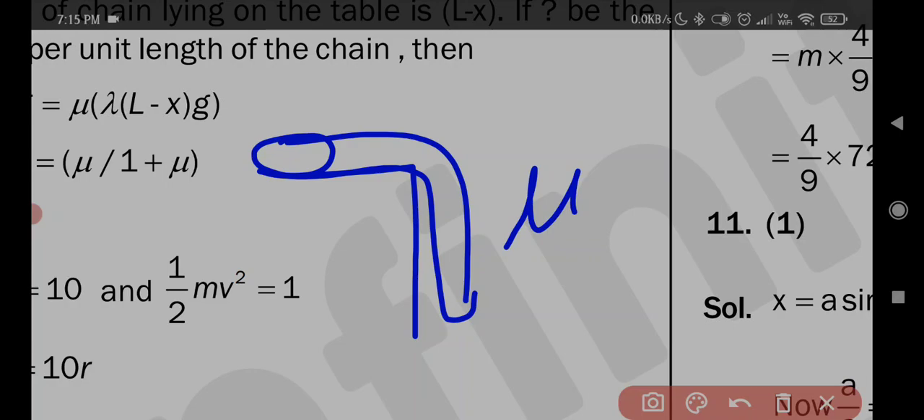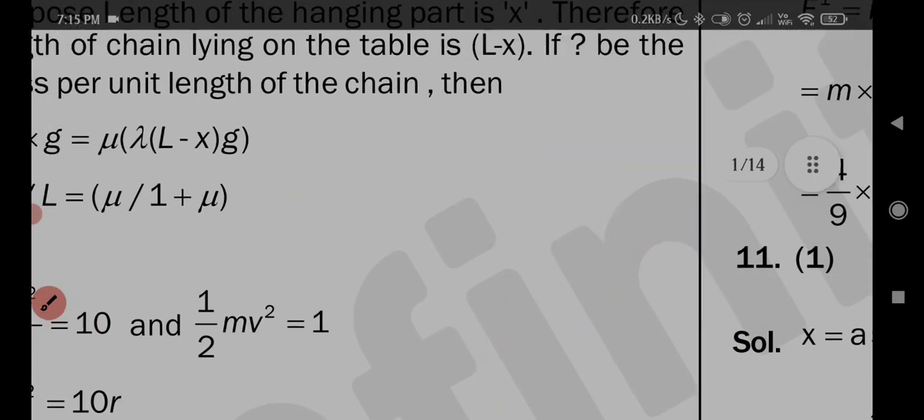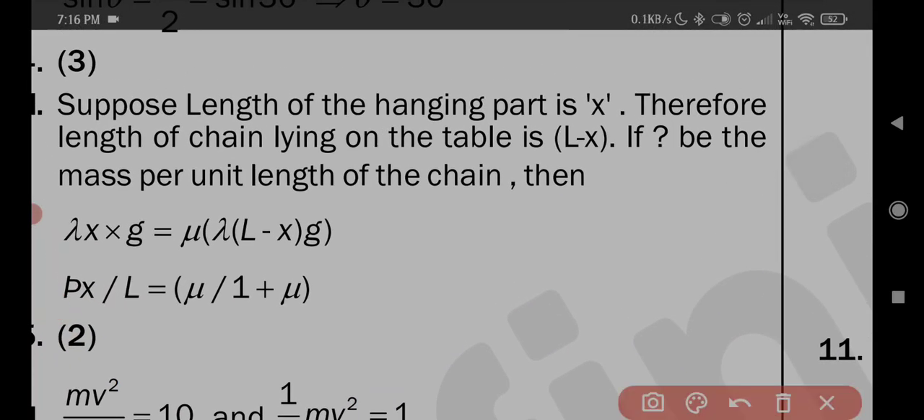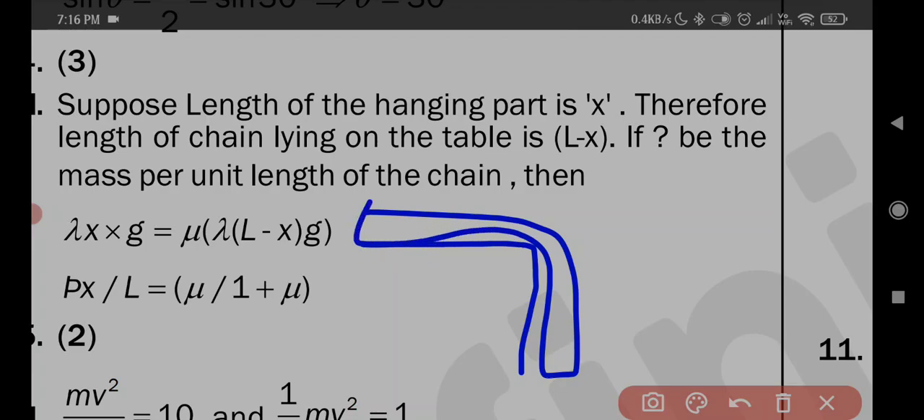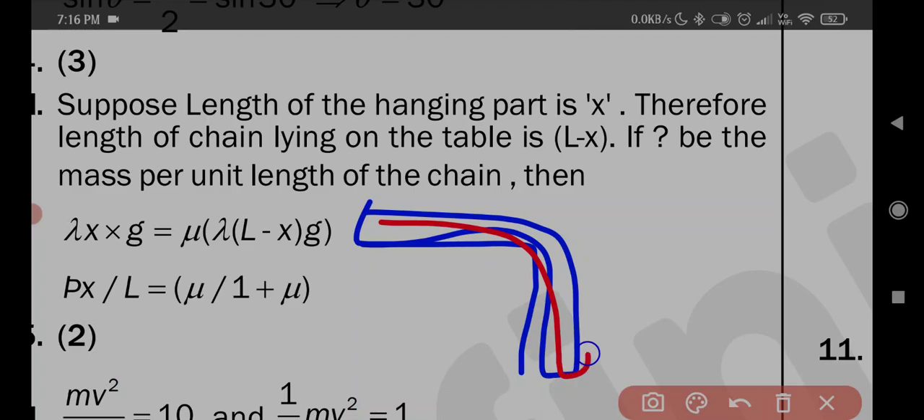So let's suppose the part which is on the table is x. Okay, L minus x, let's suppose, this is the rope. Take some other color. This is the rope.